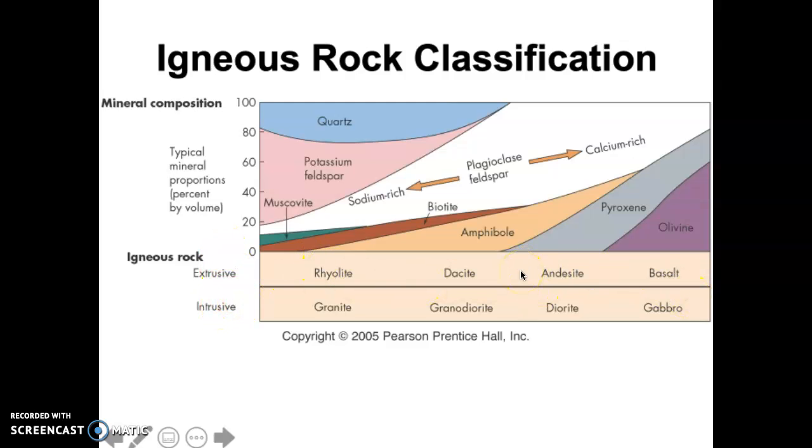you get these different igneous rock names. You'll notice that the felsic rocks over here have quartz, potassium feldspar, which is pink, and these other minerals. And the mafic rocks, which are over here, have olivine, pyroxene, and this calcium-rich plagioclase feldspar. These rocks tend to be dark. These rocks tend to be light or pink. And then the ones in the middle tend to be gray.